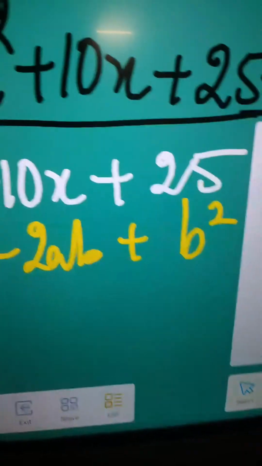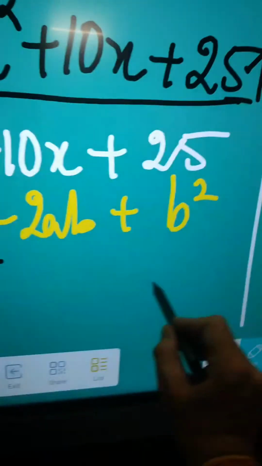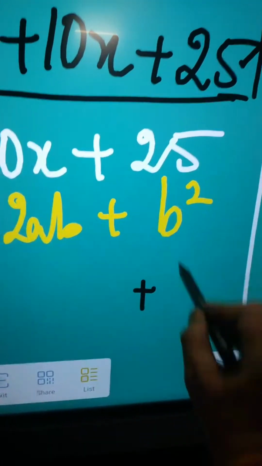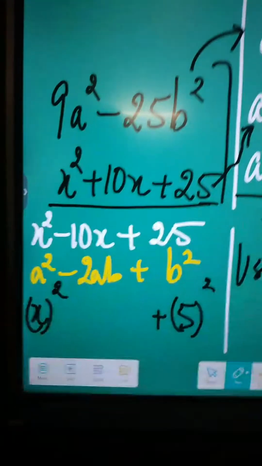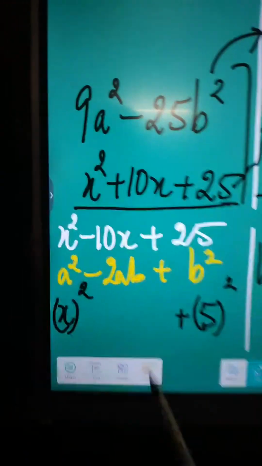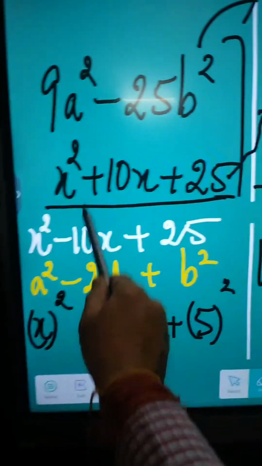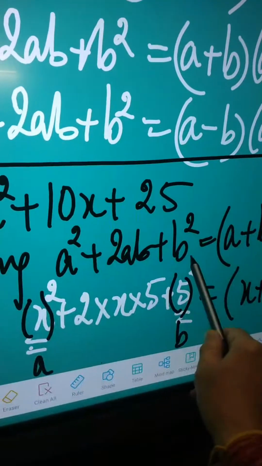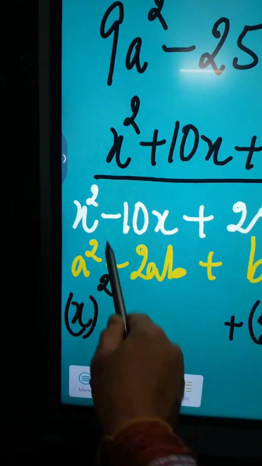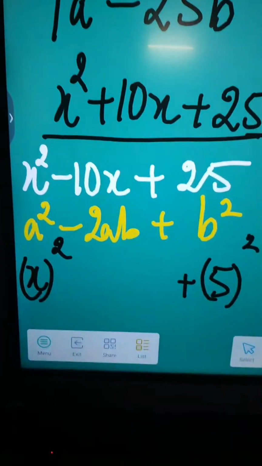So what will it become? This will become x square. What will be b square? 5 square. So now I am using the minus formula. Why? Because the question has a minus sign. Here both the numbers were plus, so I have used the plus formula. Here the first term is minus and this is plus, so I am using the minus formula.